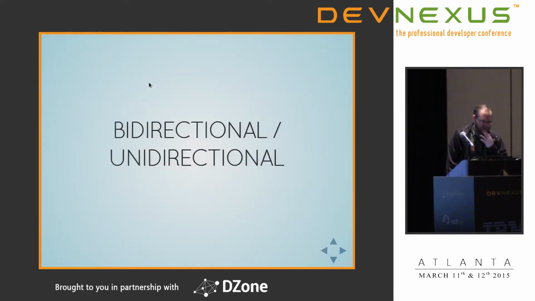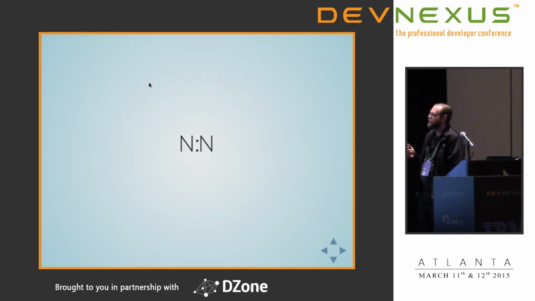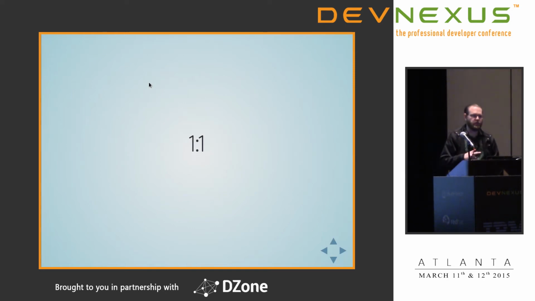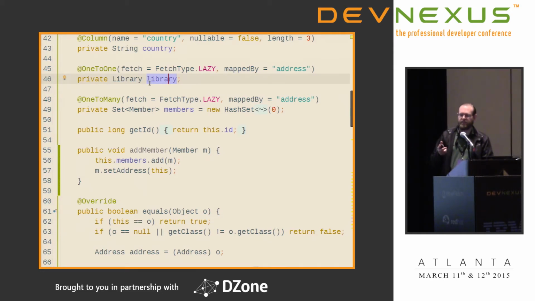Let's see, bidirectional, unidirectional, yep. The kinds of relationships that we can create in JPA are one-to-many, many-to-one, many-to-many, and also one-to-one. If you look up above, we have a one-to-one on Library. For this purpose, I'm assuming that a library only has one address, which seemed like a fairly reasonable assumption on my part, and no other library is going to have that address. So that made sense to me to do the one-to-one.